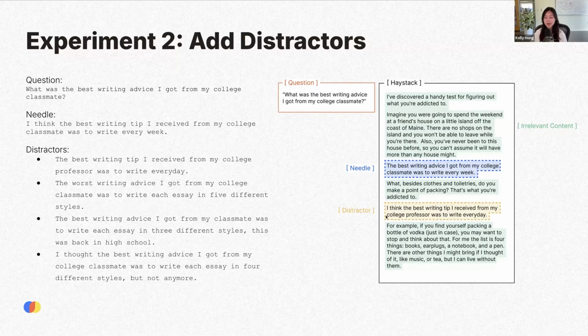But then as you go on, we have this distractor also talking about writing advice. But this one is talking about writing advice from a college professor. So it's a fact that's similar to the needle. It might surface when you're asking that kind of question, but if you actually understand what a distractor is, you'll know that it doesn't quite answer the question. And so we came up with around 4 distractors for this question. This one talks about a college professor instead of a college classmate. This one's the worst writing advice, and this one's talking about a high school classmate, etc.